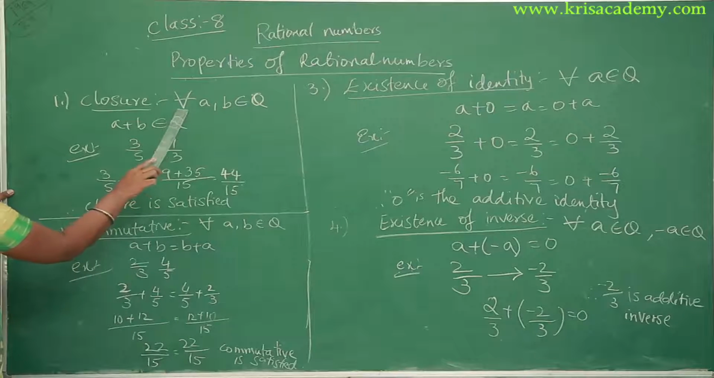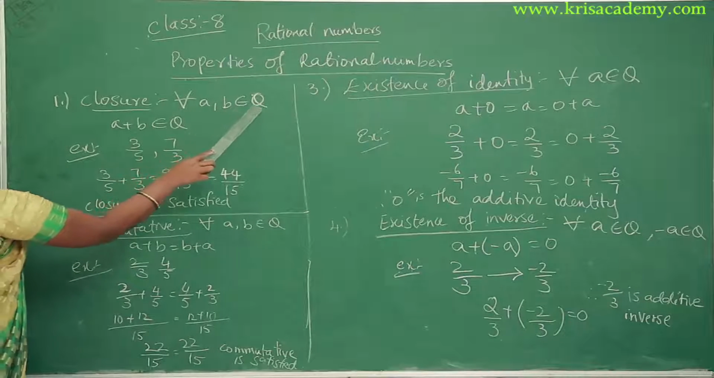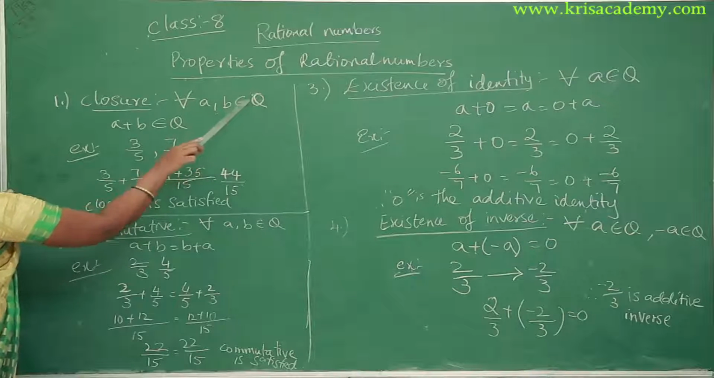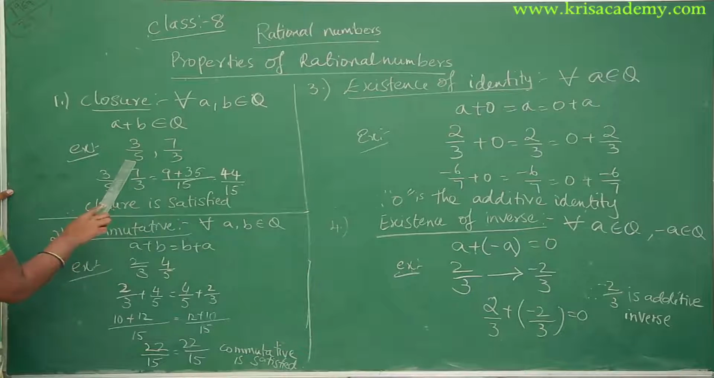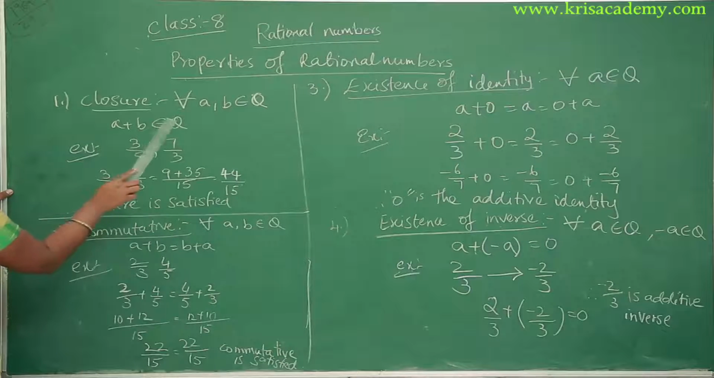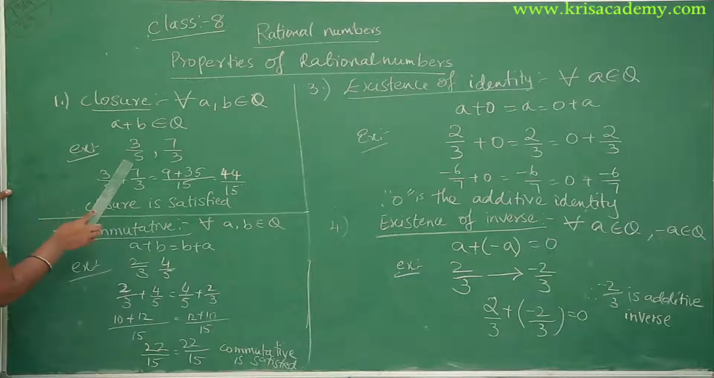Same way, for all a, b belonging to Q. Rational numbers are indicated with the capital letter Q. So, a will be in the form of p by q, and b will also be in the form of p by q. When we add 2 p by q rational numbers, that answer should also belong to the rational numbers only. Example, take your own examples.